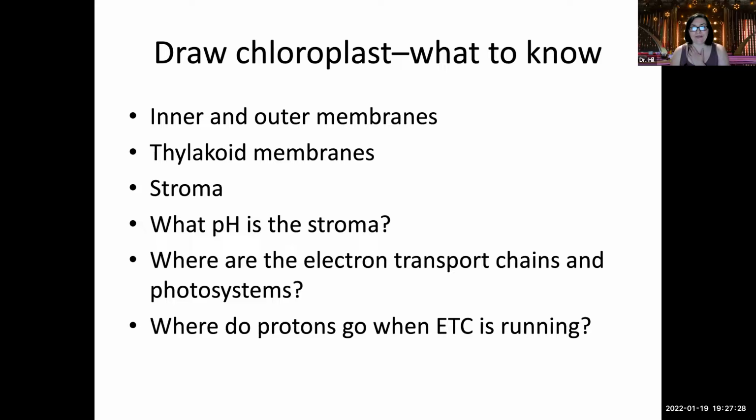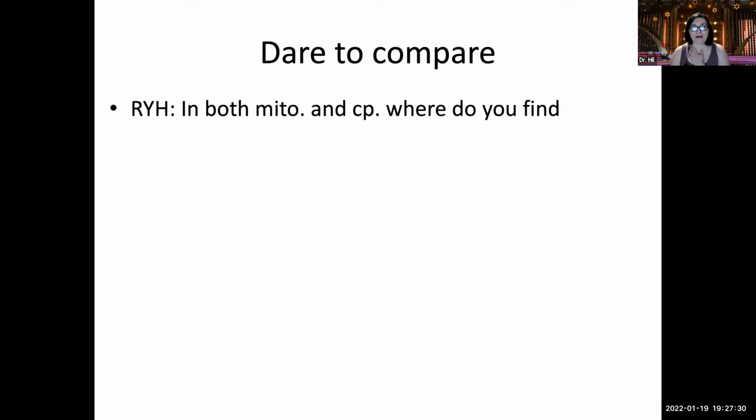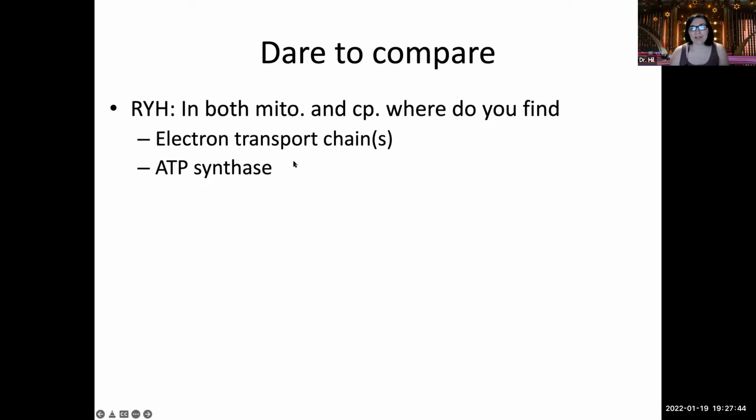Okay. So we're going to talk about all of that again in metabolism. Just to remind you of what to keep in mind, pay attention to: where are the electron transport chains in mitochondria and chloroplasts? ATP synthase, by the way, is going to be found right next to the electron transport chains.